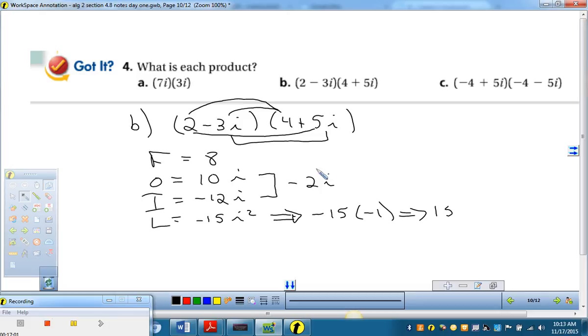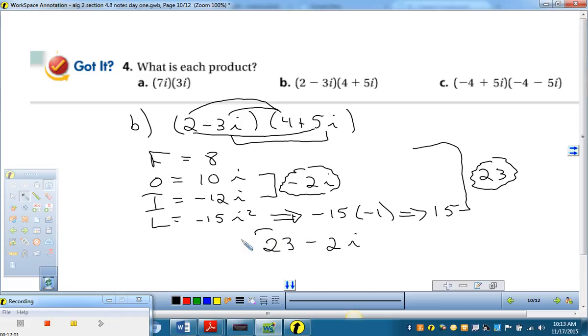So now, I have another set of like terms. 8 plus 15 is what? 23. So, my answer is going to be 23 minus 2i. That is correct, 23 minus 2i.